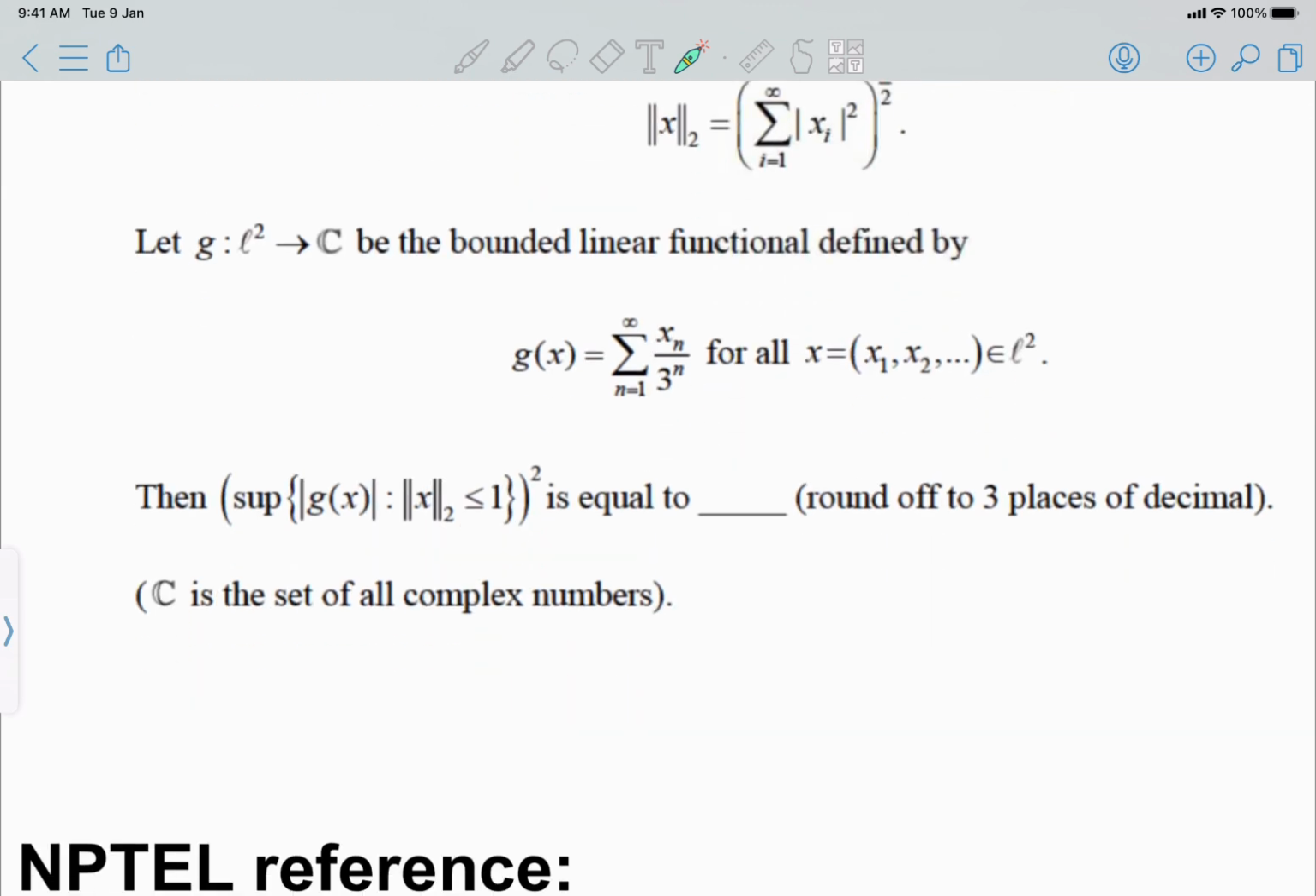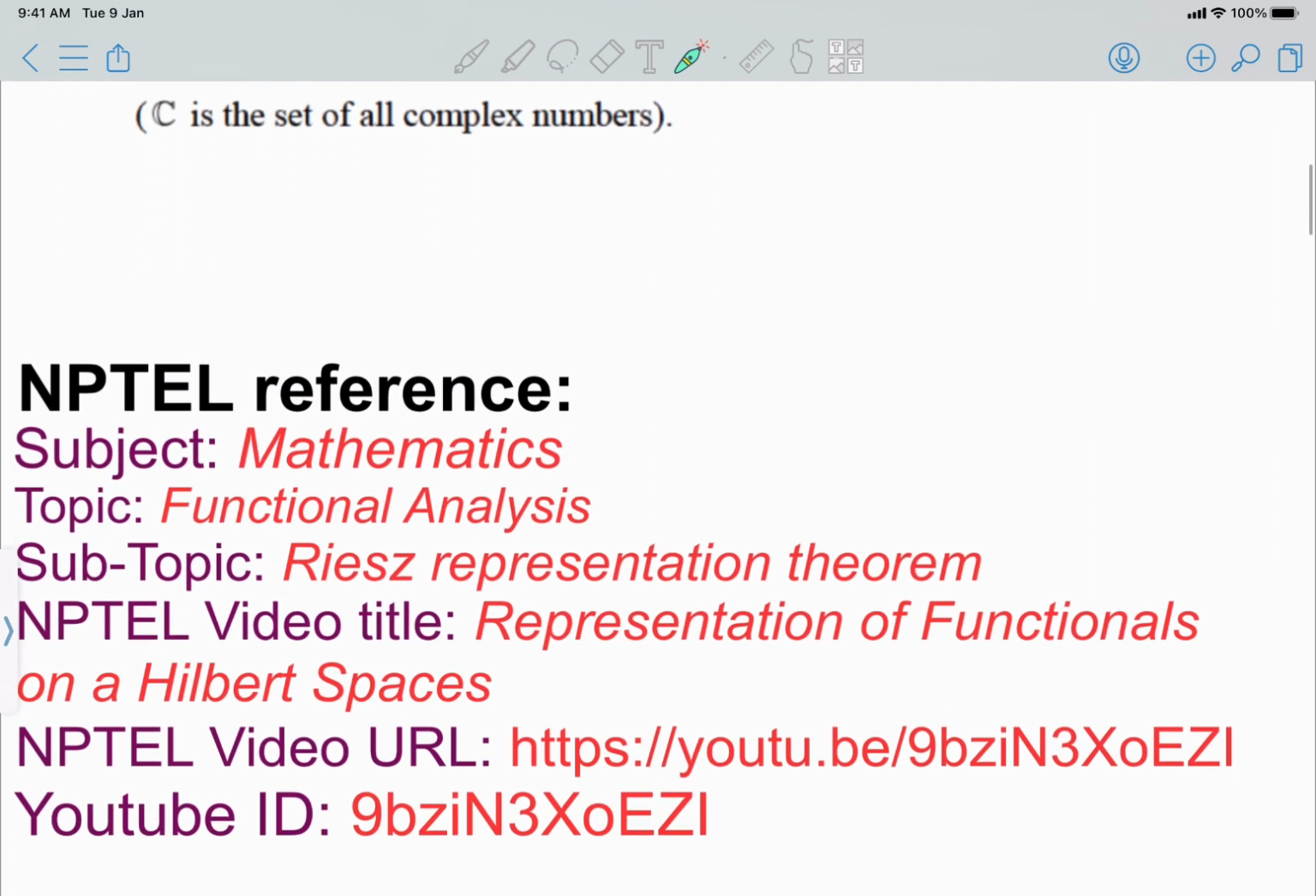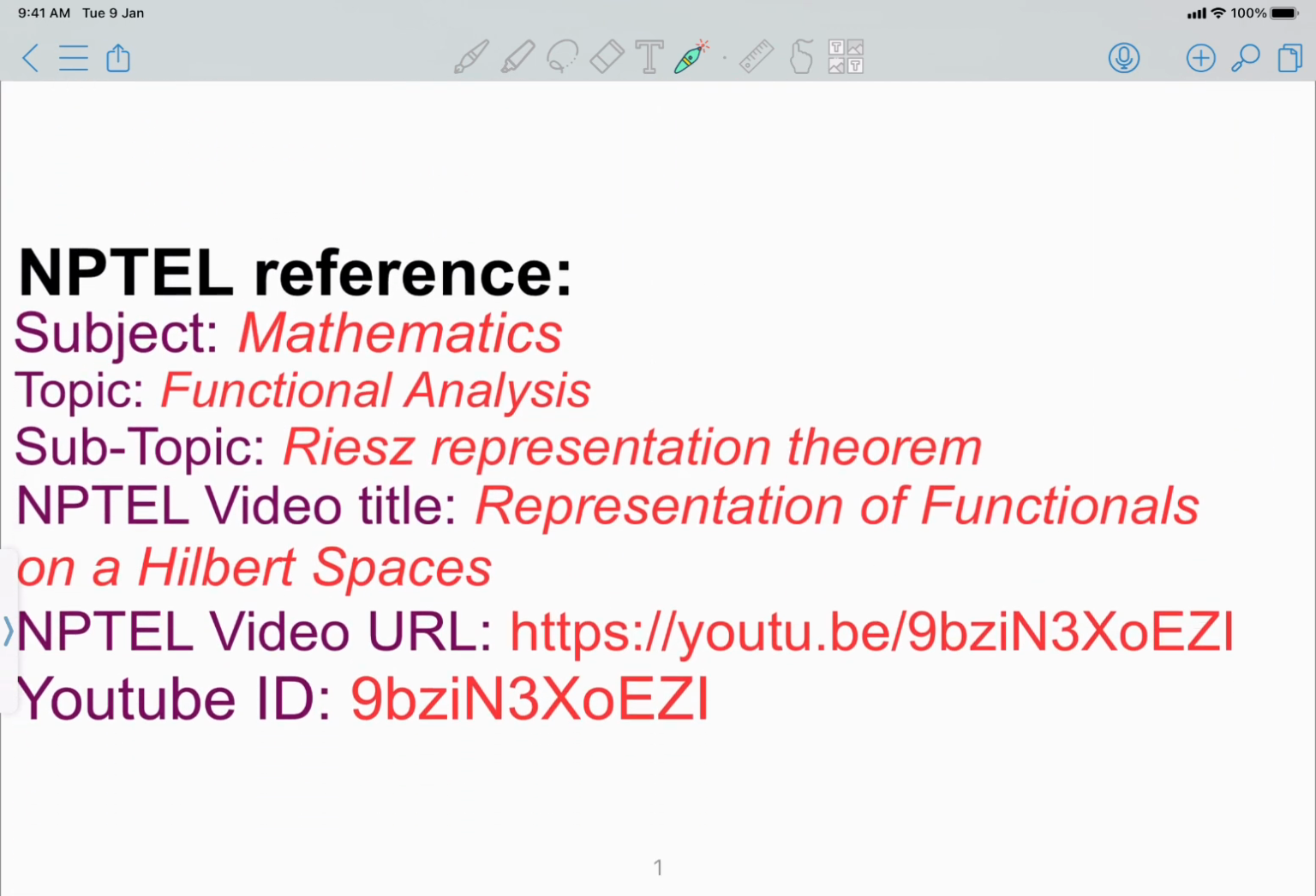Then it is asking: the supremum of mod Gx such that the L2 norm of x is less than or equal to 1, whole squared, is equal to what? We have to find this. So this is basically the operator norm of the functional G, that we have to find. This is the NPTEL reference, which you can check.